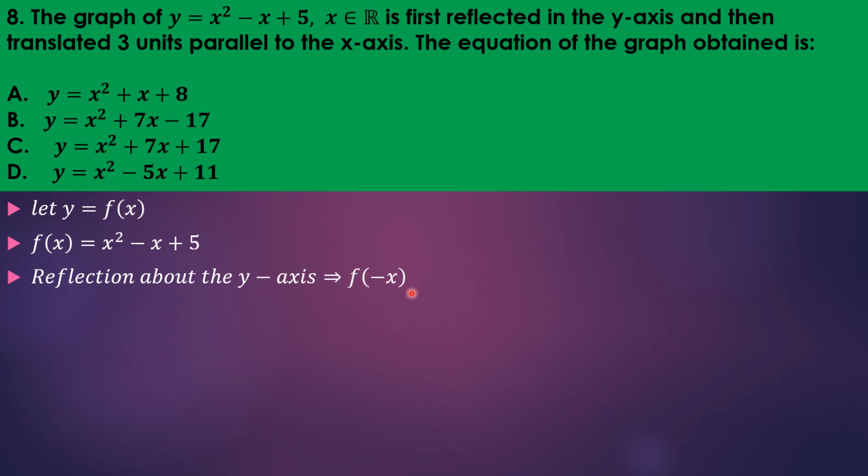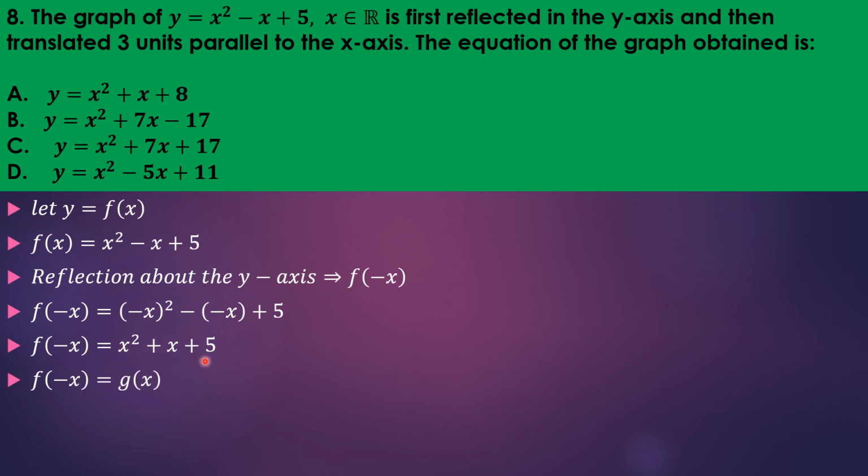What about the reflection about the x-axis? Reflection about the x-axis is basically negative f of x instead. So we have f of -x for the reflection about the y-axis. f of -x implies that we get -x, and we put it wherever we see x in f of x. So the reflected graph about the y-axis becomes x squared plus x plus 5.